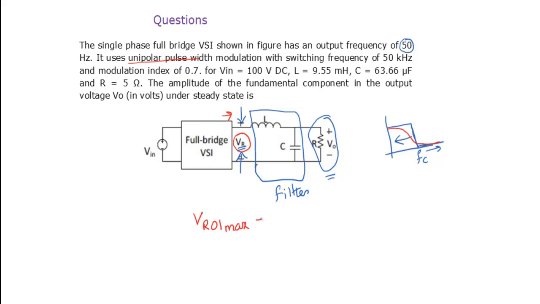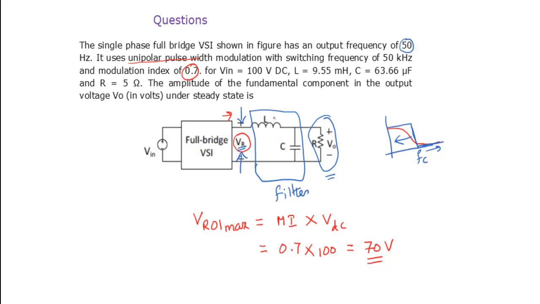That means the output voltage of the inverter fundamental component max value. What is the relationship? Modulation index multiplied with source voltage VDC, which we already discussed in the sinusoidal PWM technique. Now substitute: the modulation index is given as 0.7, multiplied with source voltage 100. So 70 volts is the maximum value of the fundamental component.